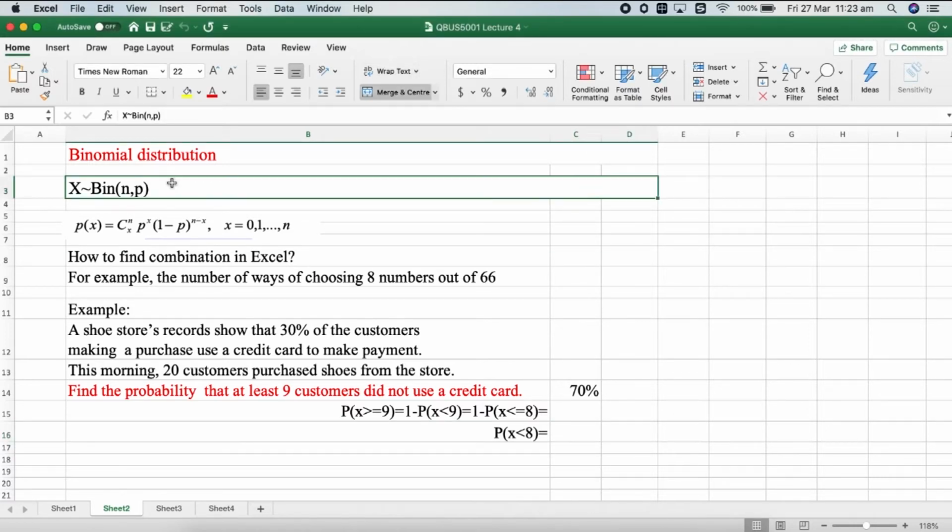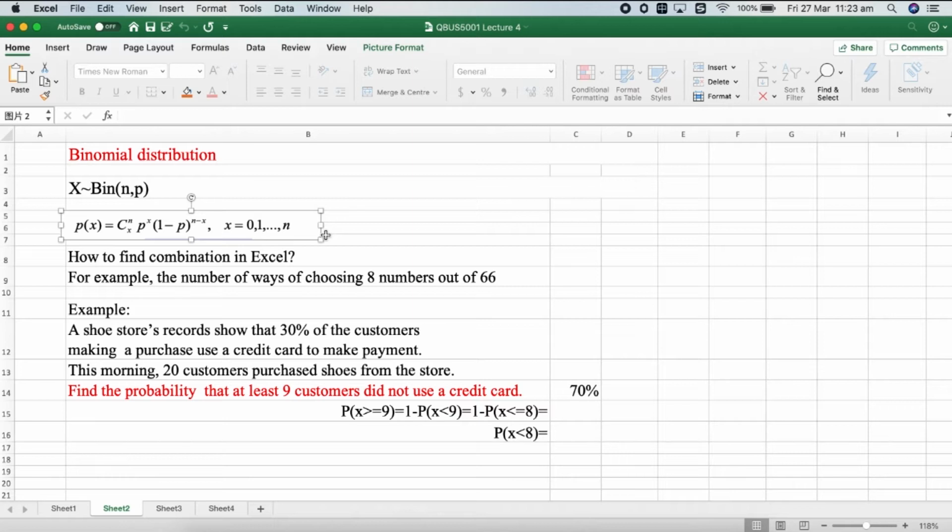Here is a distribution formula for the binomial distribution. In this formula, X is said to follow a binomial distribution with the parameters n and p. And this is the probability density function of this distribution.